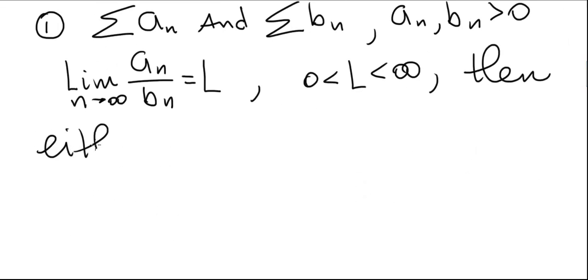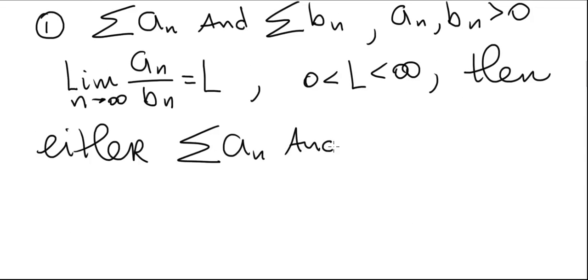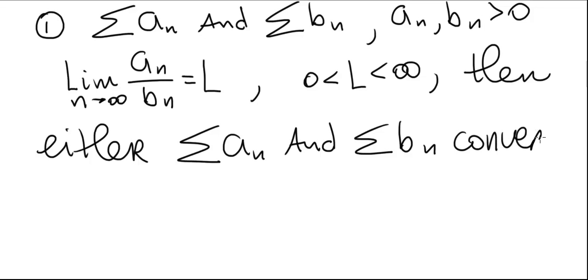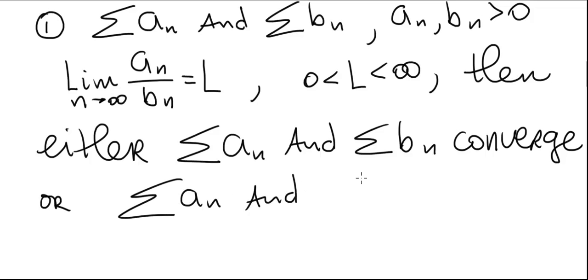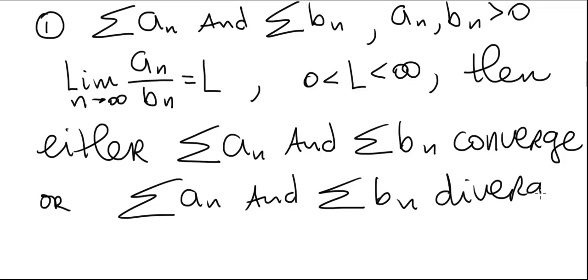Either the 2 series, the A sub n series and the B sub n series, both converge, or the A sub n series and the B sub n series both diverge.